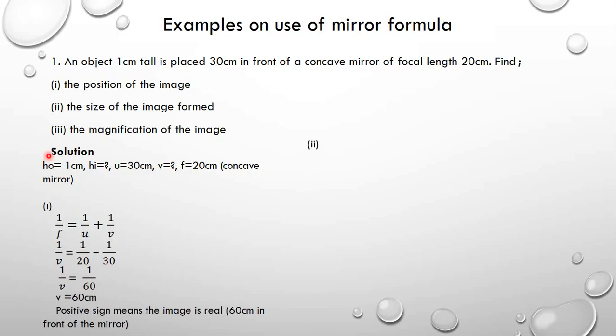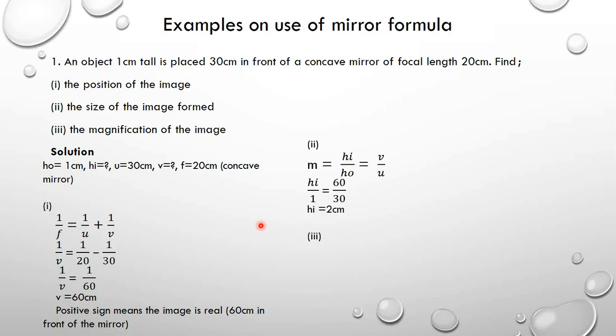Next part. Size of the image formed. Remember, we want the size. We have already the size of the object, so we have H naught. We need HI, which is the height of that image. But we know V and we know U. So using the magnification formula, we have M is equal to HI over H naught, which is equal to V over U. We know that this one is 60 divided by 30, which is 2. And then this is HI divided by 1. So if you make HI the subject, we shall have HI as 2 centimeters.